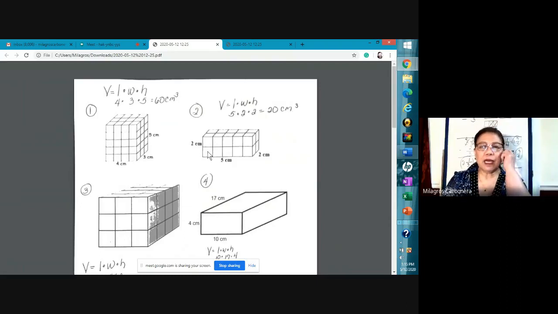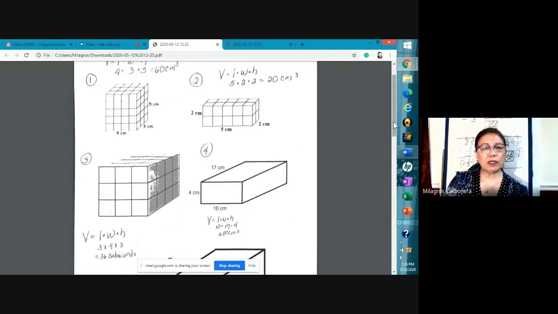Why do we just count the bottom layer here? Because whatever the length of this is the same as the length of the top layer, and we cannot say 5 and 5. No, because we are just referring to the length. And this one we cannot say 2 and 2 because we are just referring to the width. And this one here refers to the height, how high or how tall the prism is. Okay.